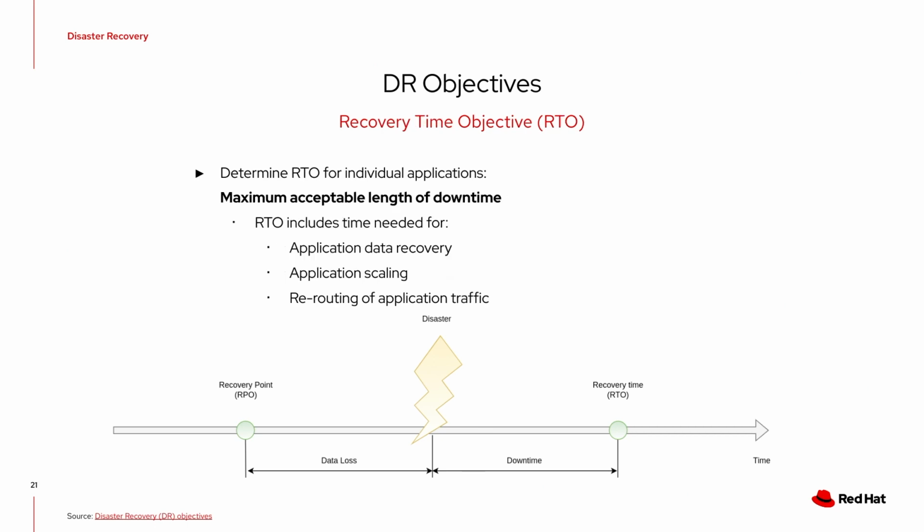Now, regarding the recovery time objective, RTO, that one describes the maximum acceptable length of downtime. It describes how much maximum time it can take for you to bring the application back up after a disaster. And this time includes things like you need to recover the data maybe from the backup. You need to scale the application up if it was downscaled. And you also need to reroute the traffic to the application so that the application users can finally see the application up and running and can use it.